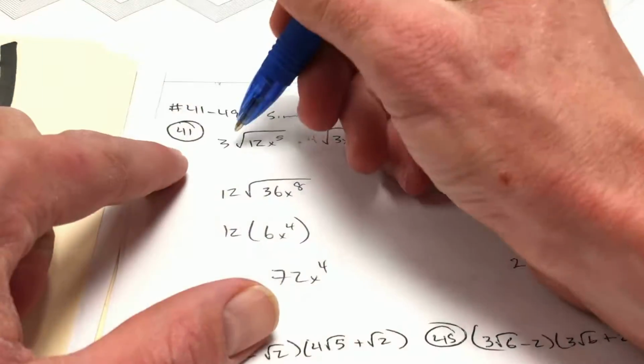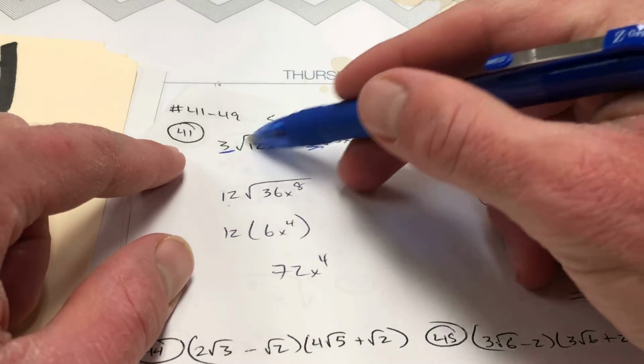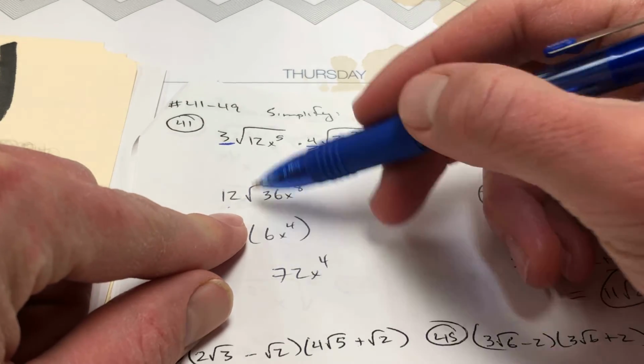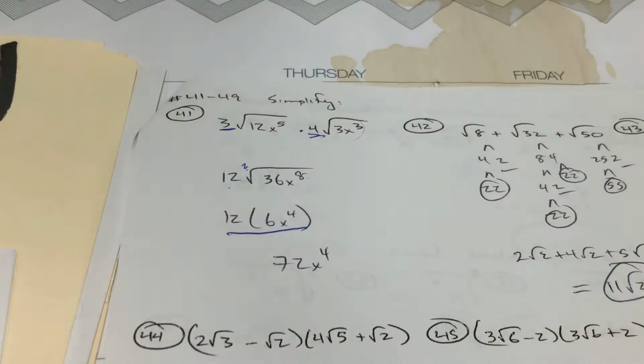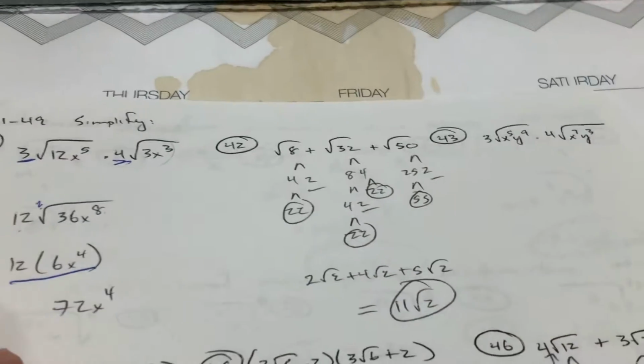41, I'm going to multiply 3 and 4 on the outside, 12. Then I'm going to multiply with the n. That's going to be 36x to the 8th. Square root of 36 is 6, and this imaginary 2 goes into 8 4 times exactly. 12 times 6x to the 4th is 72x to the 4th.